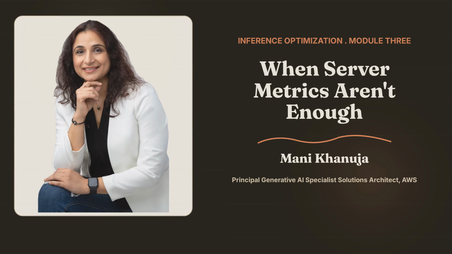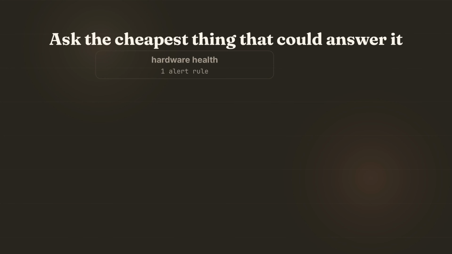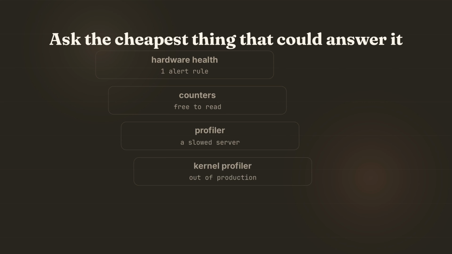Let's get into it. There are two tools underneath that dashboard, and they answer two different questions. But before either of them, I want to give you what each one costs you, because that should tell you which one to pick up. One of them is probably already running on your machines, and you can read it for nothing. The other one is going to slow your server down for as long as it's on. So we go in that order, right?